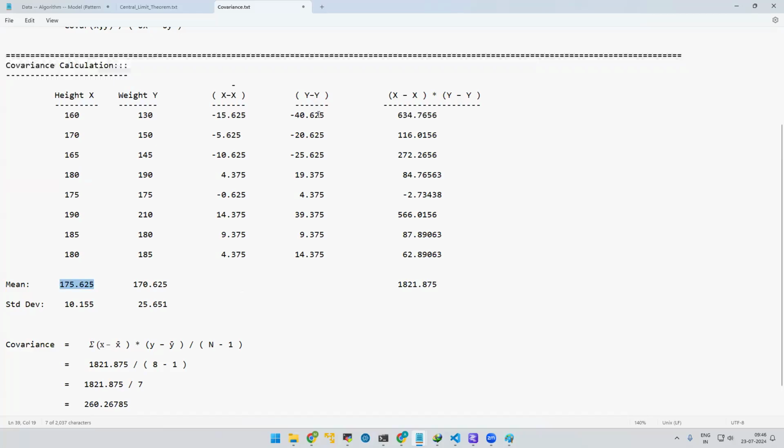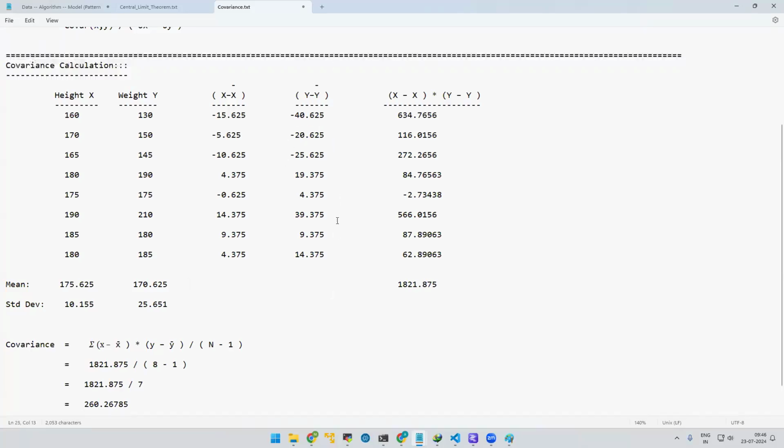The same way, we need to calculate for y minus y bar. So what is y and y minus y bar? What is y bar here? It is the mean of the weight, 170.625. So y is 130 minus 170.625, which is minus 40.625. 150 minus 170.625 is minus 20.625.